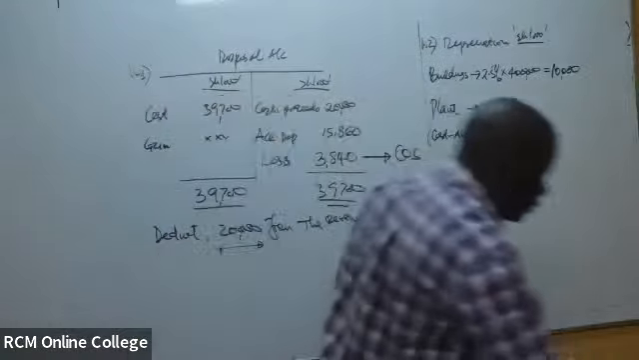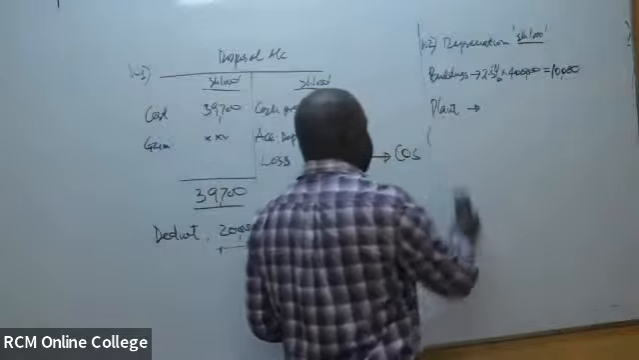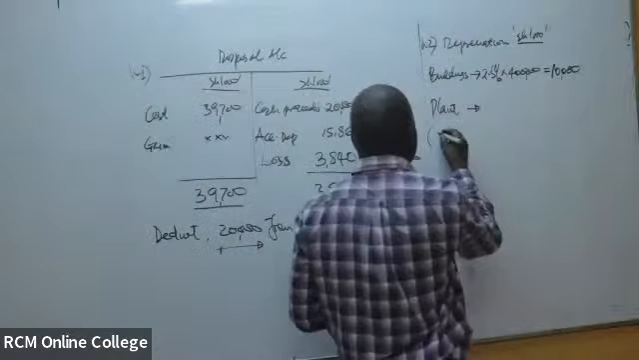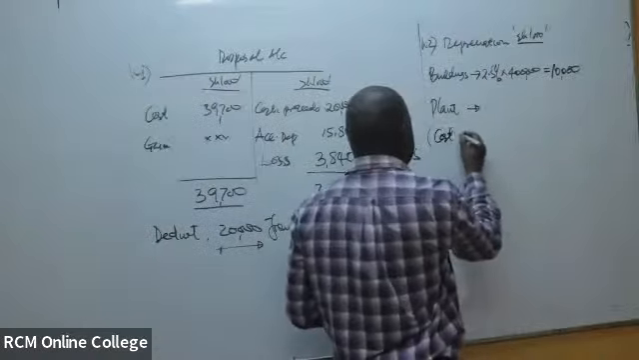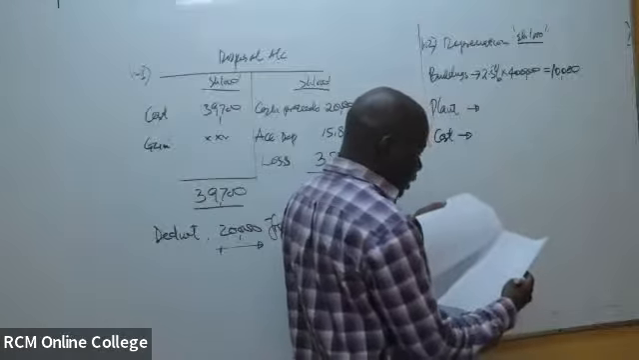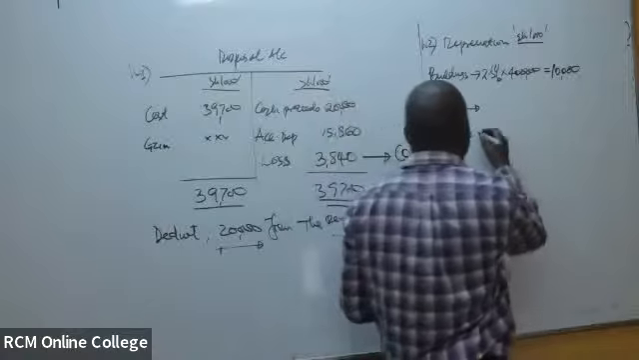So therefore, for plant, if you consider the cost, the cost is that figure Irene had actually given us from the TB balance, which is how much? 280 million. Yes, 280 million.